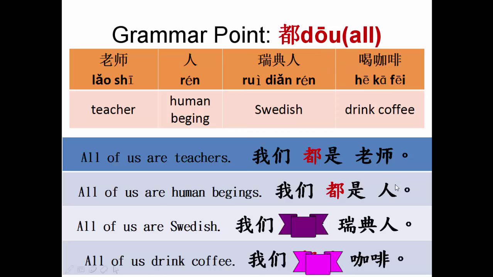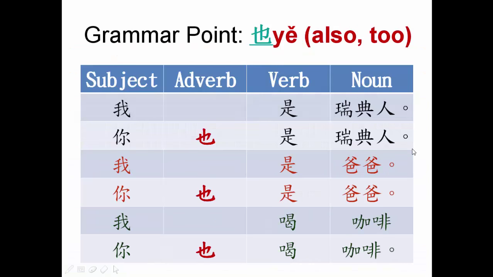The second one, all of us are human beings. 我们都是人. The third one, all of us are Swedish. 我们都是瑞典人. The last one, all of us drink coffee. 我们都喝咖啡. Okay?